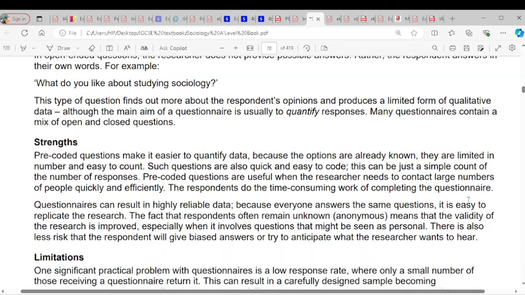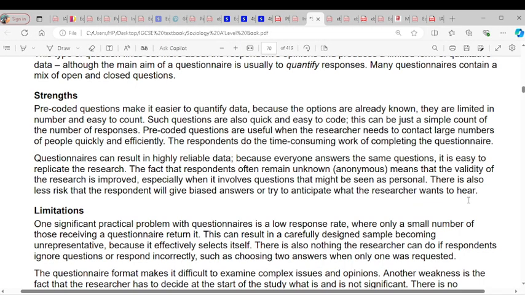So what is the strength of questionnaires? Closed-ended questions, which are the same as pre-coded questions, make it easier to quantify data because the options are already known. They are limited in number and easy to count. Such questions are also quick and easy to code. This can be just a simple count of the number of responses.